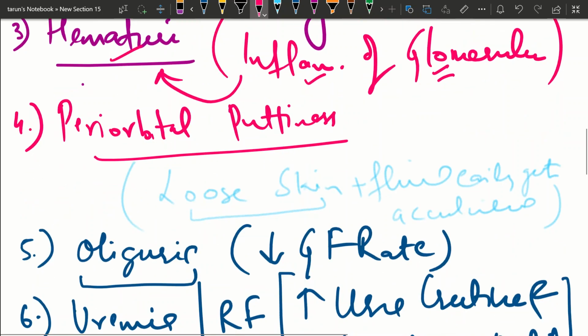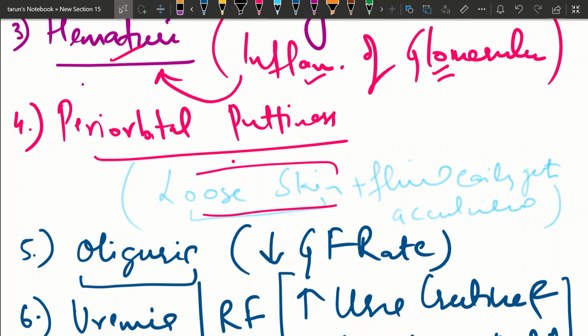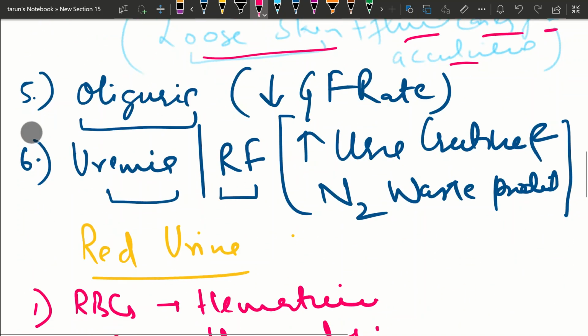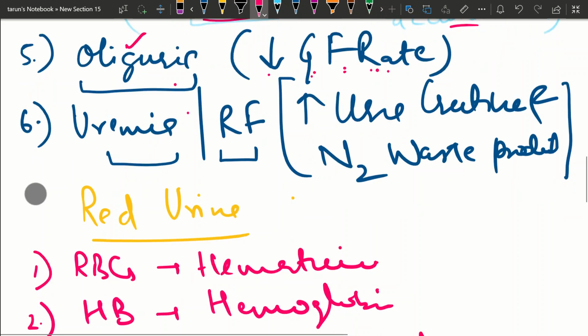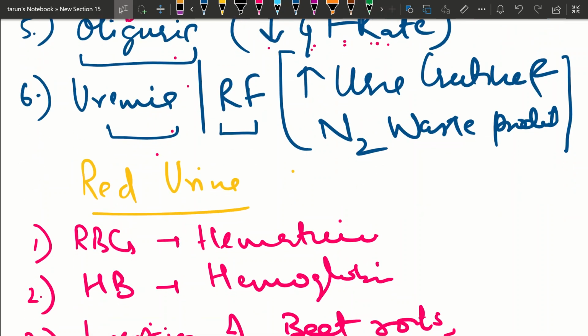And periorbital puffiness occurs because the skin around the eyelid is very loose, and the fluid easily gets accumulated in this loose skin of the periorbital region, and that leads to the periorbital puffiness. They also suffer from oliguria because their glomerular filtration rate is reduced since the glomeruli are damaged, and this ultimately leads to reduced urine production, causing the oliguria. And in the late stages they undergo uremia and ultimately renal failure, and that leads to the increased accumulation of urea, creatinine and nitrogenous waste products inside the body.